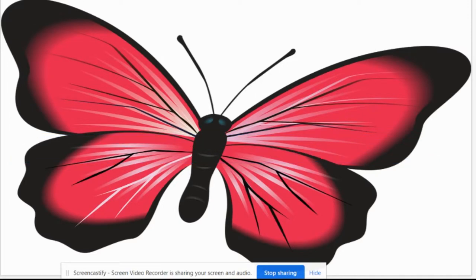However, if we draw a vertical line dividing the butterfly into 2 equal parts, if we were to fold one half on top of the other half, you'd notice that they'd match up perfectly and create a line of symmetry. So the butterfly has 1 line of symmetry. Let's look at another example.